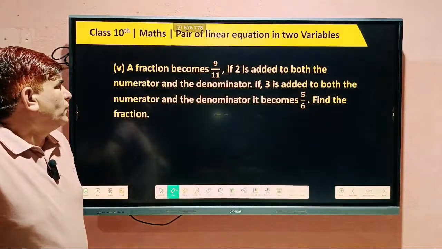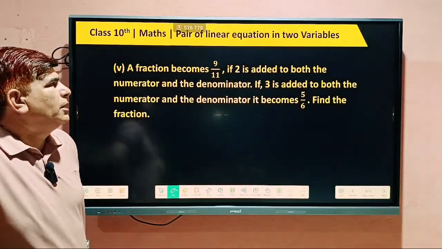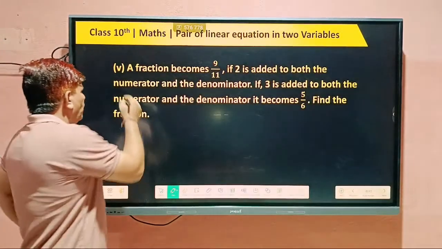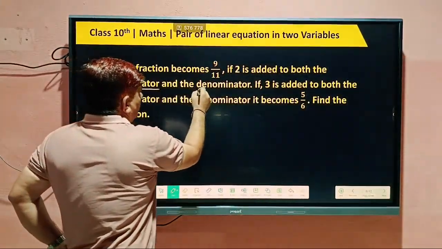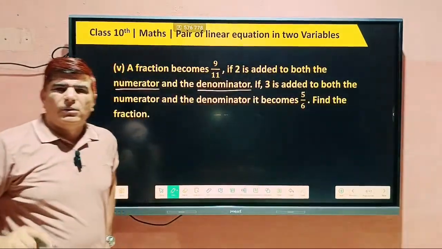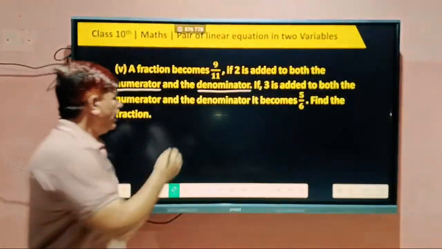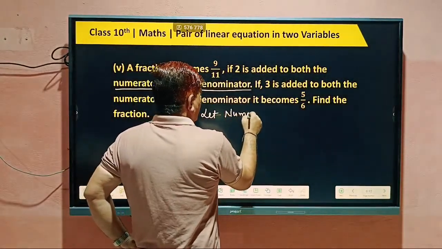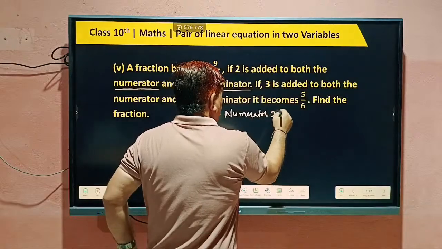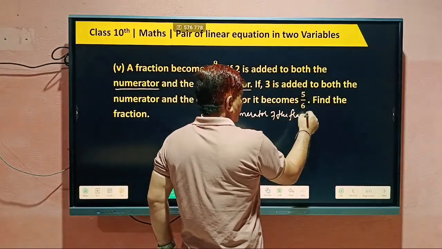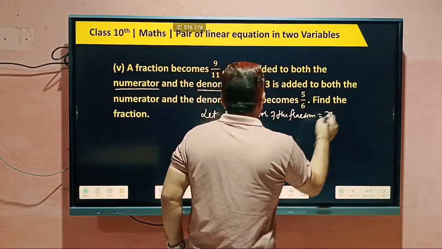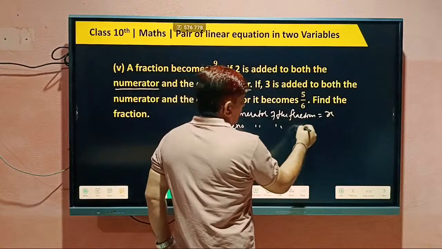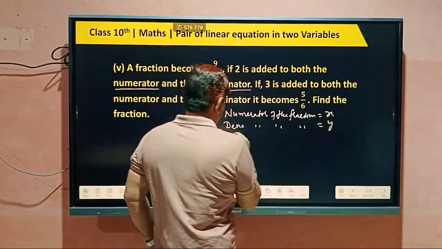It is saying a fraction becomes 9 by 11 if 2 is added to both the numerator and denominator. So to prepare the algebraic expression, we have to assume this. Let the numerator of the fraction be X. Let the denominator of the fraction be Y.